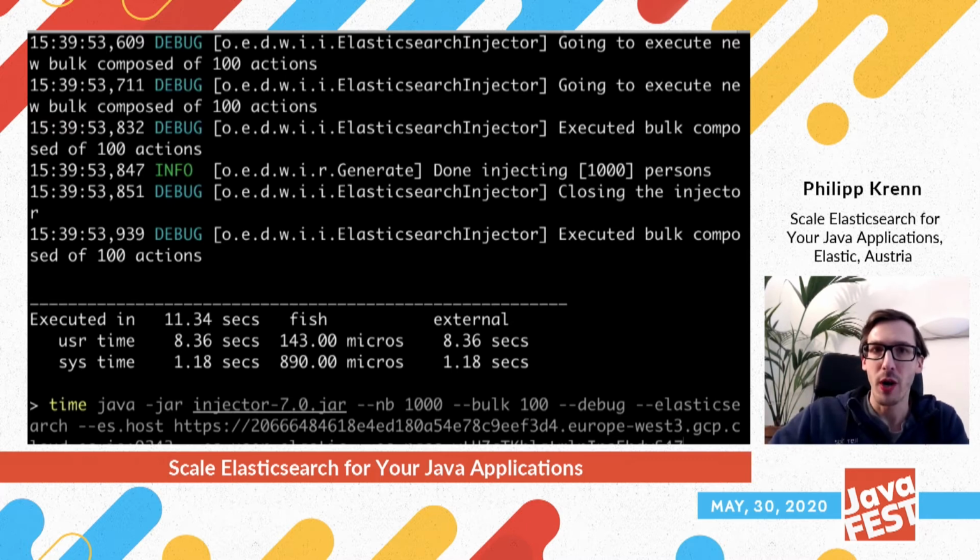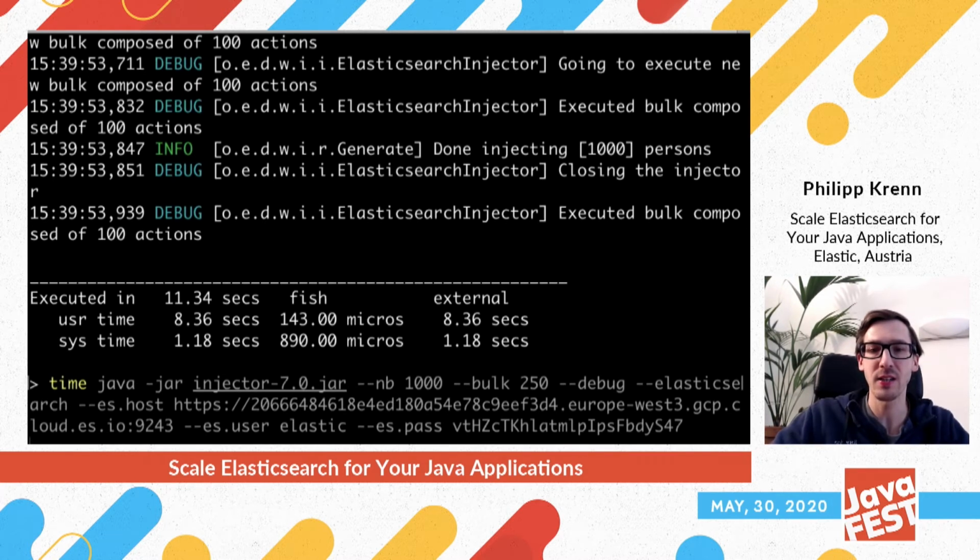Is 100 always the right bulk size? No, definitely not. Depending on some settings, and we'll get to those in a moment, other bulk sizes might be better. So maybe we could try out 250. Let's see if that gets faster than 11 seconds.